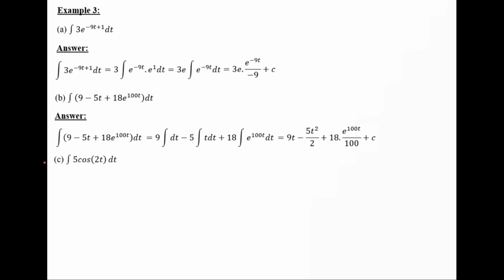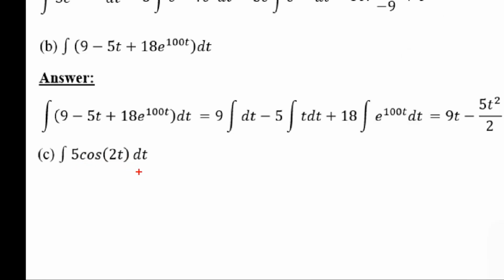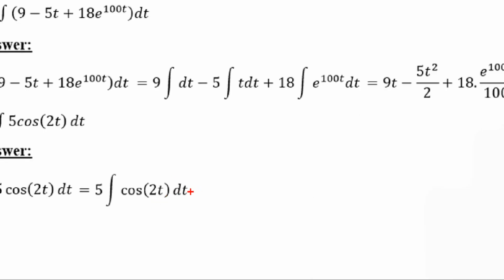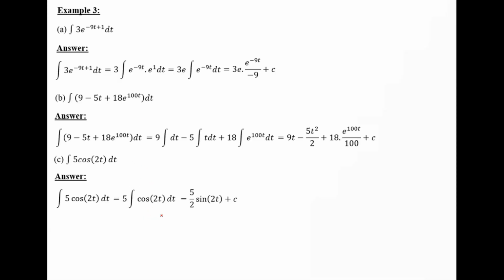Now for part C, we have the integral of 5 cosine 2t dt. We can drag the 5 out, it's a constant. Now what about cosine 2t dt? Cosine would give us a sine without a minus sign, and we're going to divide by the coefficient, which is the derivative of the inner function, and that would be 5 over 2 sine 2t plus c.